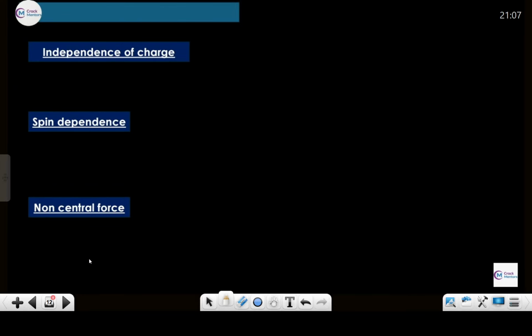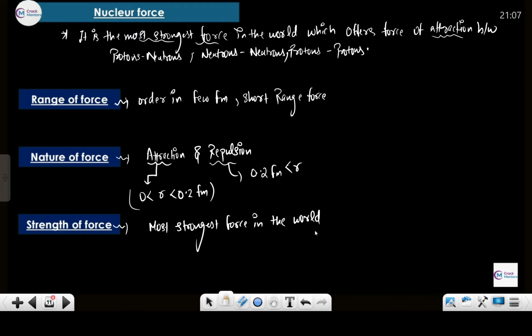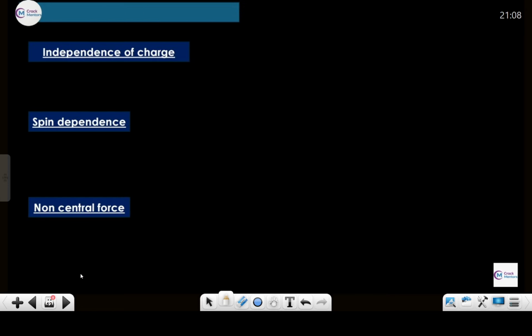Afterwards, it is basically the strongest force in the world. It acts between proton and neutron, between neutron and neutron, and also between proton and proton. So that's why it is the strongest force.